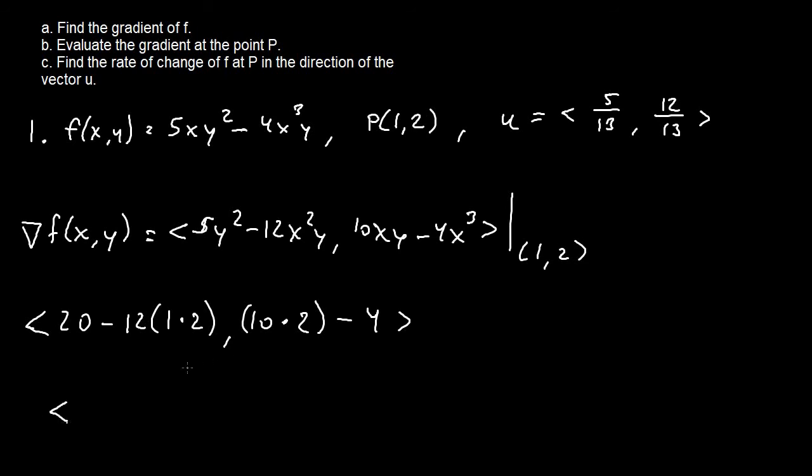So then we get 20 minus 24, which is negative 4, and then 20 minus 4, which is 16. So that is going to be the gradient vector evaluated at the point (1, 2).